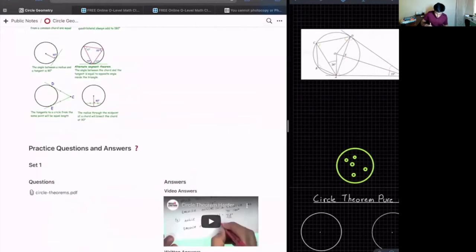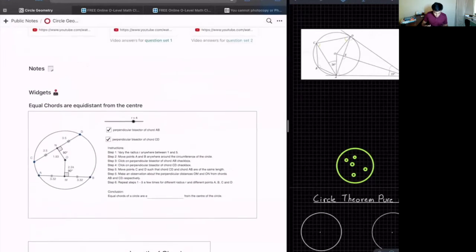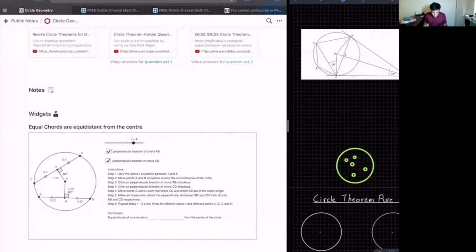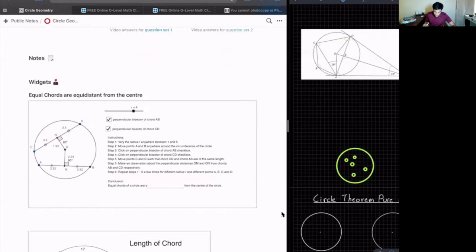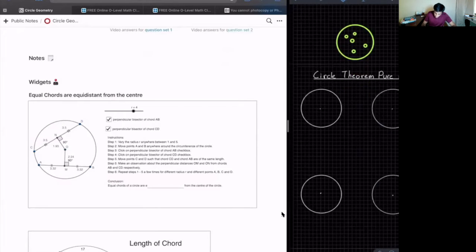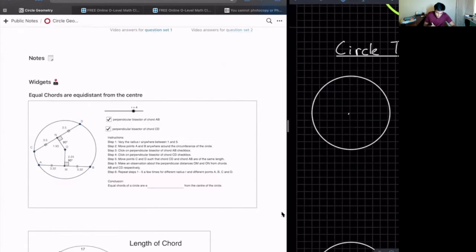But what I want to show you is, going all the way to the bottom, you have this widget section. This widget section is probably my favorite section, because when you are learning the content, we're going to learn it very visually. So what's the first theorem? The first theorem is equal chords are equidistant from the center.